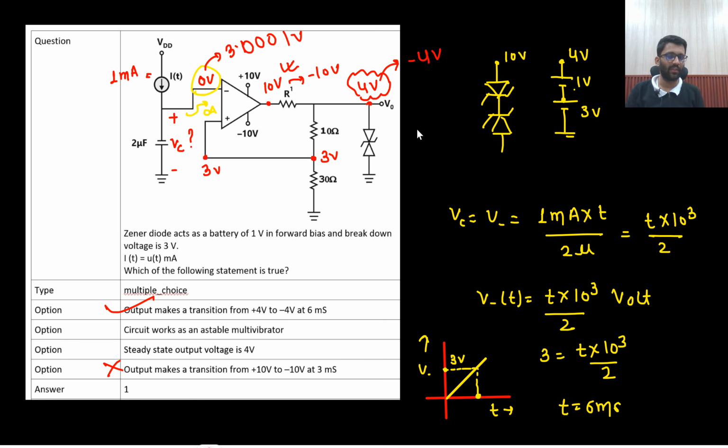And what is our steady state voltage? Steady state voltage is minus 4 volt, okay, not plus 4 volt. And is it an astable multivibrator? No, this is not a multivibrator. This is a simple circuit. It was initially 4 volt, then at steady state it is minus 4 volt. So only option 1 is correct. From plus 4 to minus 4 you are going at 6 millisecond. Well and good. It was a good problem.